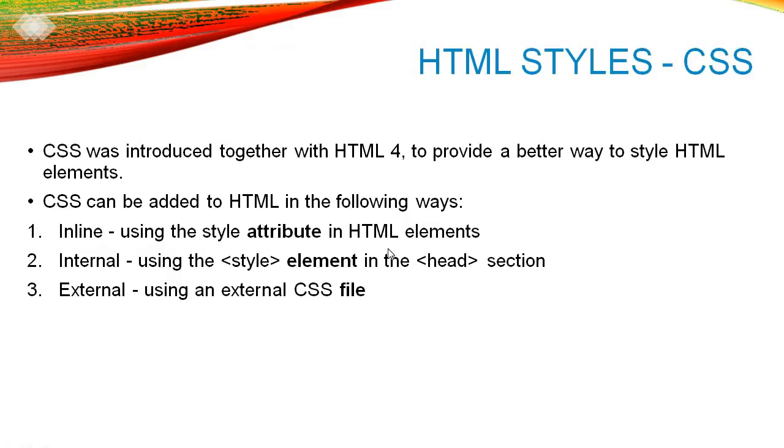Now next is HTML style, CSS, cascading style sheets, which was introduced in HTML4 to provide a better way to style HTML elements. CSS can be added to HTML in three ways: inline, internal, and external. In inline, we use the style attribute in HTML elements. Internal uses the style element in the head section. And in external, we use external CSS files.